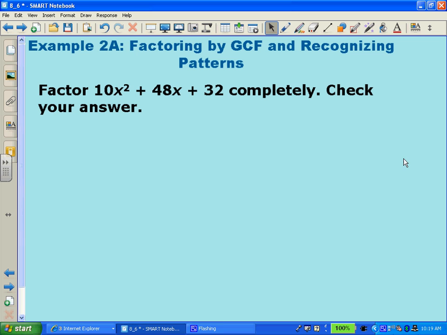And here's some examples. So here I have 10x squared plus 48x plus 32. So the first thing I want to do is see if there is a greatest common factor. And I notice here that all of these are even numbers, which means that 2 is going to go into all of them. So I'm going to factor a 2 out first. So I'd have 5x squared plus 24x plus 16.